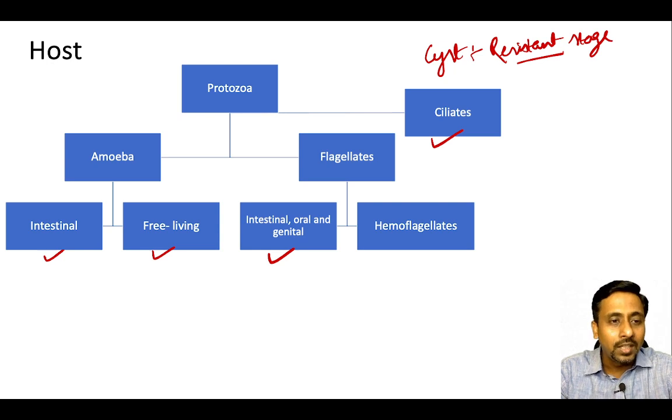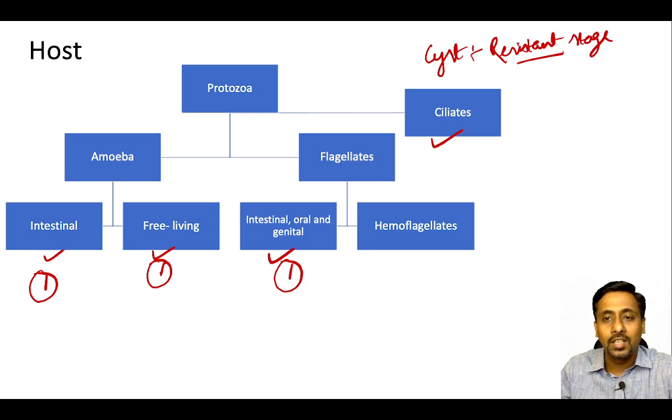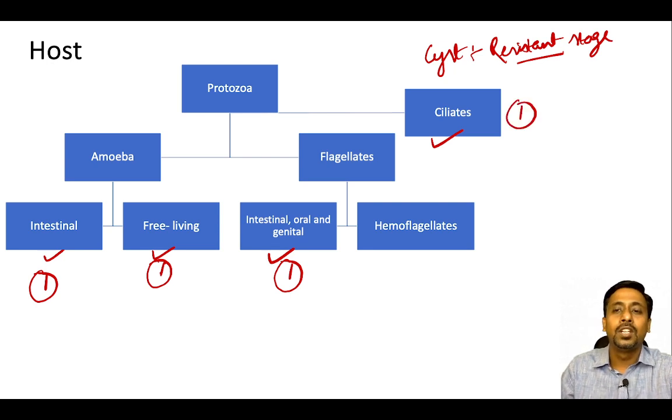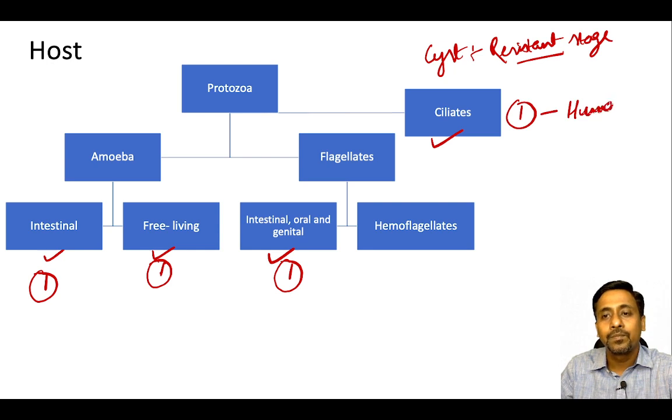So in them, that is in amoebae, in lumen dwelling flagellates and in ciliates, they have only one host, that is human. So only one host, and that host is human.